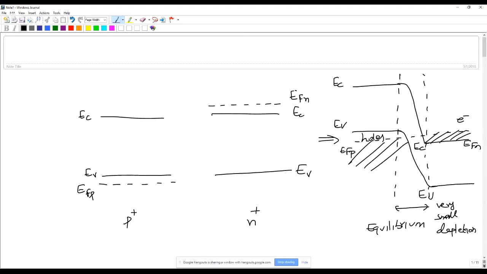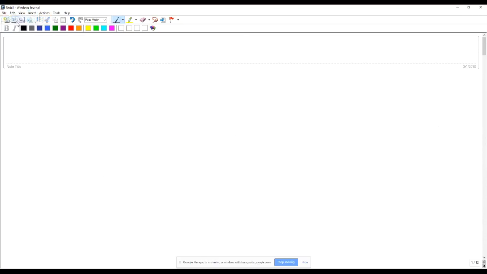In forward bias, depending upon the applied voltage, you can have different effects. I can draw some of these. Let me get a new page. So let us say I have a forward bias now.